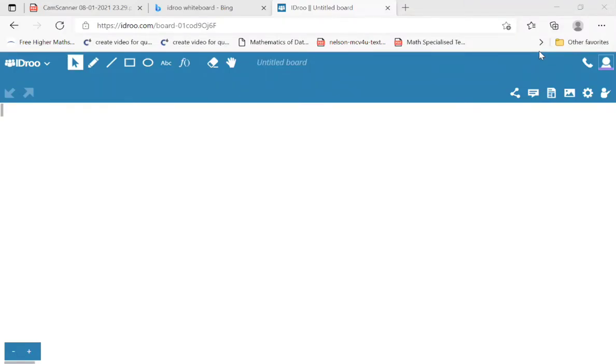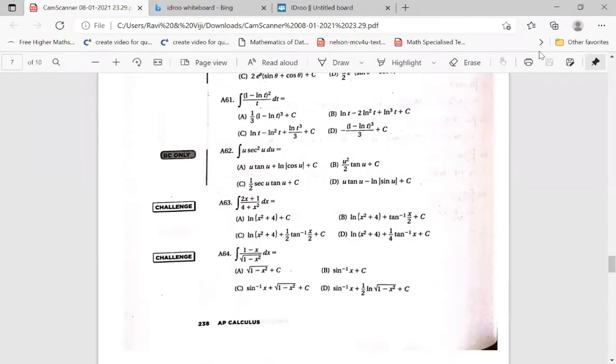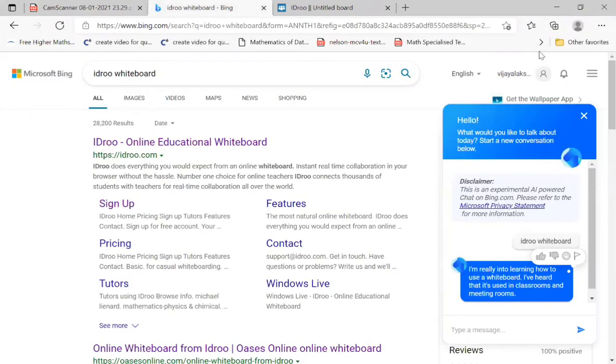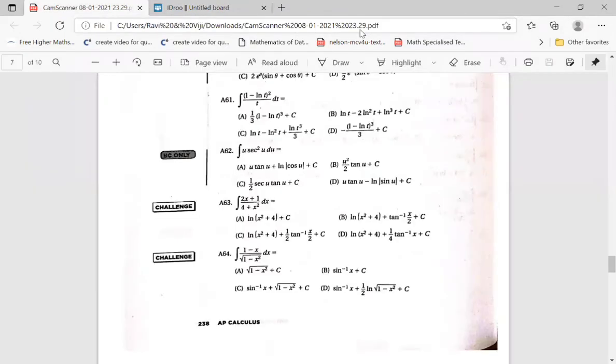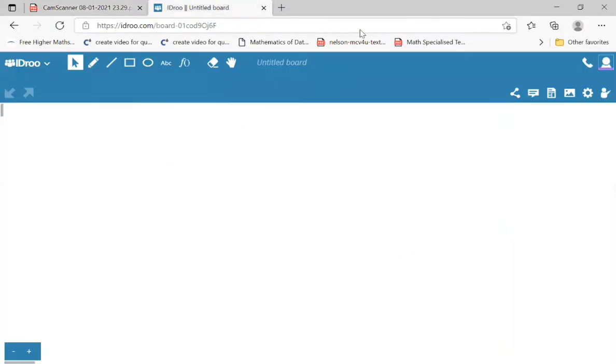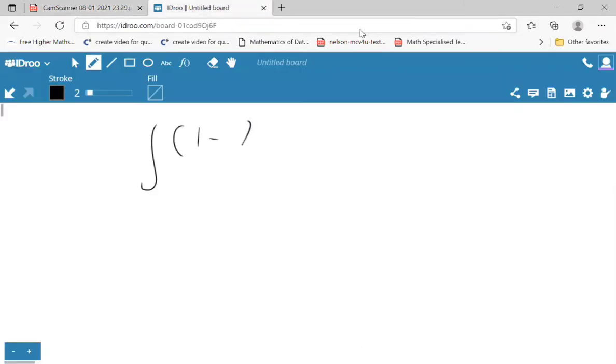Hello children. We'll do some more MCQs related to integral calculus in continuation with the previous one. Coming to the 61st question, integration of 1 minus ln t the whole squared by t dt. Let us now solve this. So, integration of 1 minus ln t the whole squared divided by t dt.